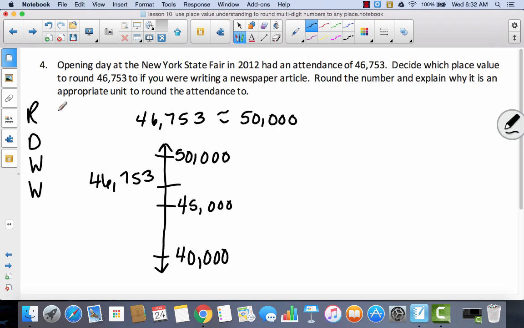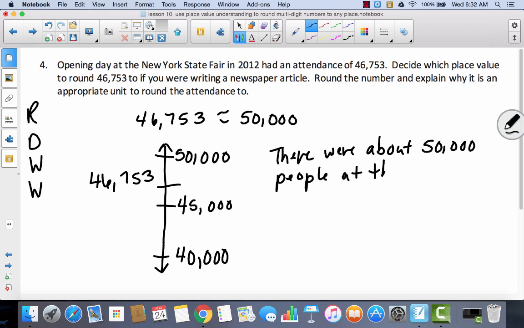Okay, so I read, I drew a vertical number line, I wrote a number sentence. Now I'm going to have to answer the question and explain why it's an appropriate unit. So I'm going to say that there were about 50,000 people at the fair.